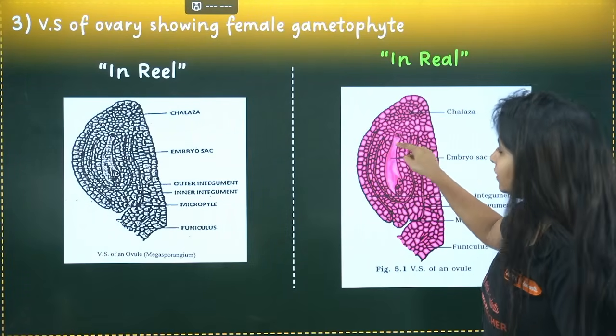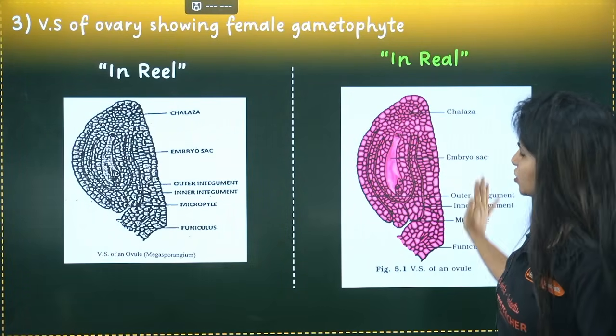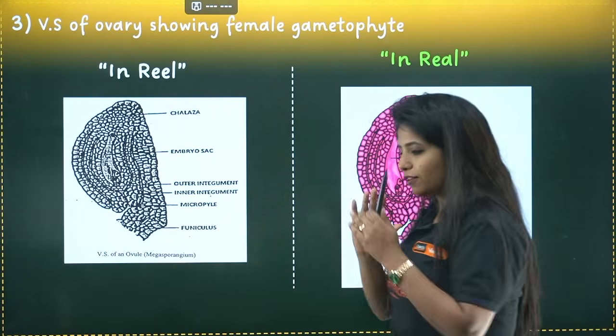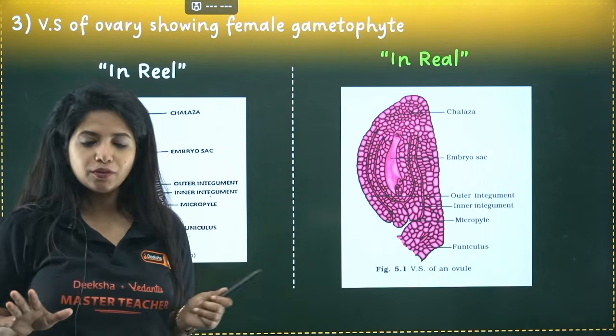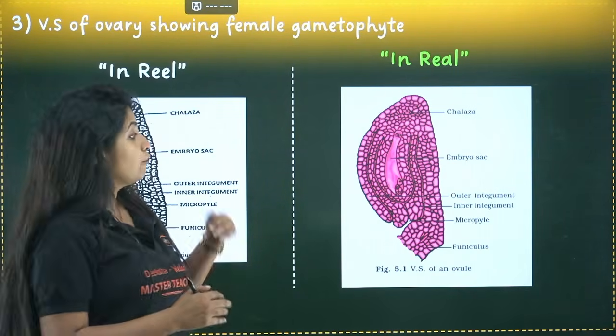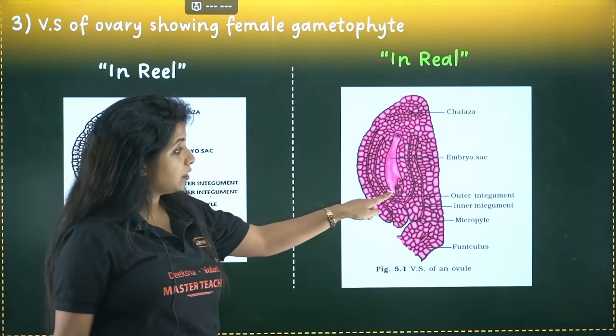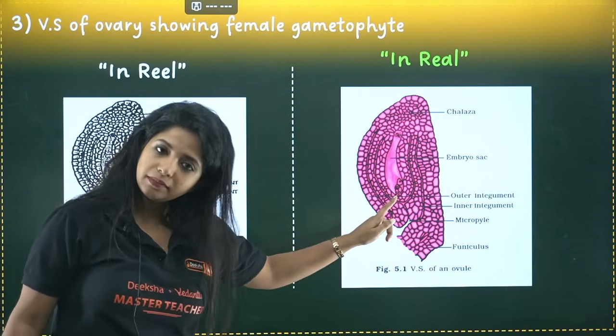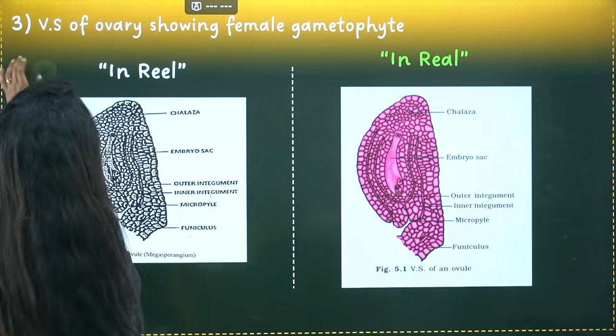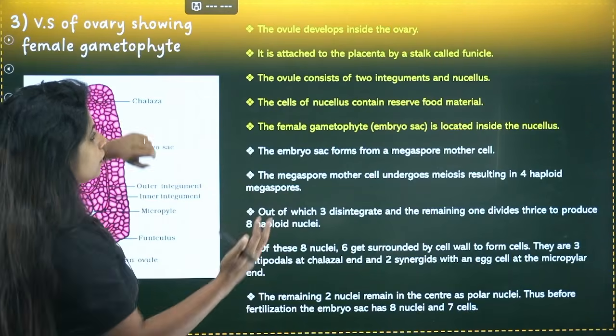Look carefully over here. This particular structure is being followed every single time. Either a flashcard can be given to you or a slide can be given to you. It's not at all a big deal. If at all you're not able to understand at all, look in the middle and try to find these cells. Okay, this is your female gametophyte, or VS of the ovary, showing the female gametophyte.